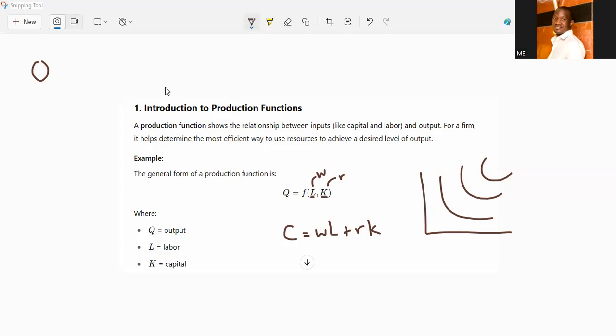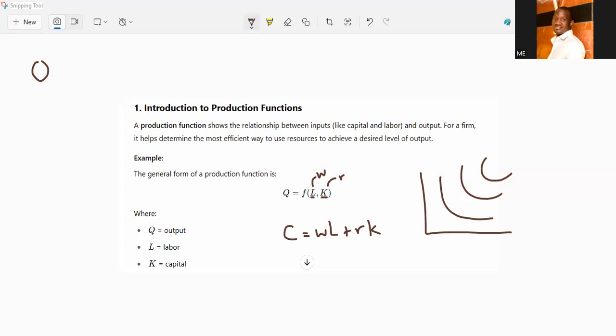Number three, they are convex to the origin, meaning they obey the law of diminishing marginal rate of technical substitution. So as you substitute one input for the other, the rate at which one input replaces the other will decrease. Then they don't intersect, meaning two isoquants cannot cross each other because it would imply that the same combination of inputs will produce different levels of output at the same time, which is illogical.